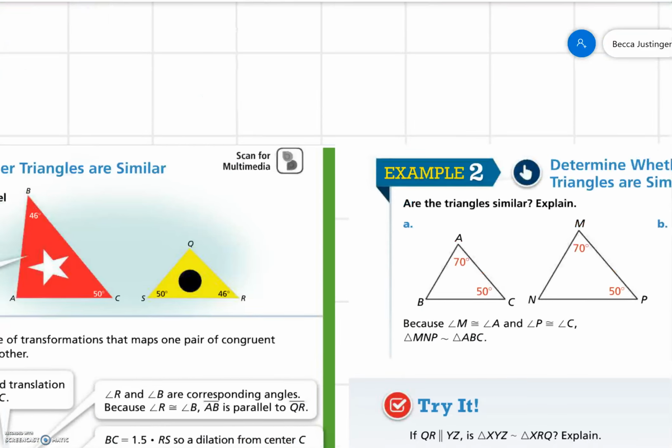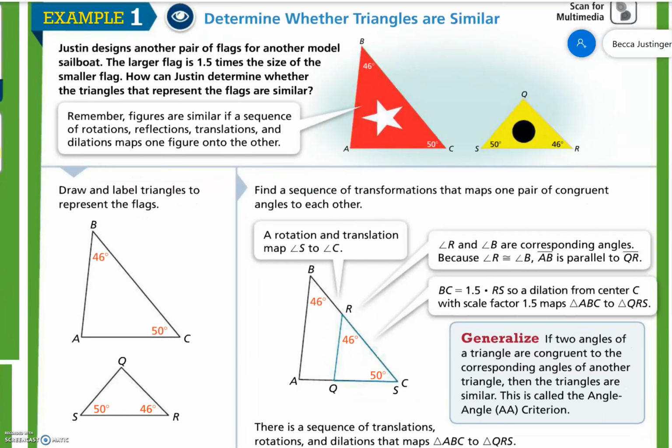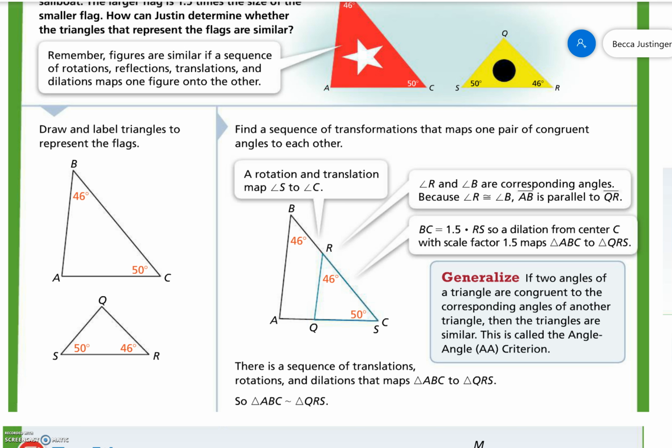Example number 1. Determine whether triangles are similar. Justin designs another pair of flags for another model sailboat. The larger flag is 1.5 times the size of the smaller flag. How can Justin determine whether the triangles that represent the flags are similar? Remember, figures are similar if a sequence of rotations, reflections, translations, and dilations maps one figure onto the other. So draw and label triangles to represent the flags. Then find a sequence of transformations that maps one onto the other.